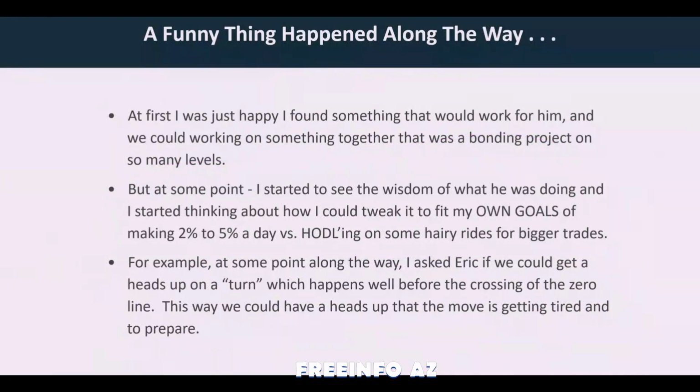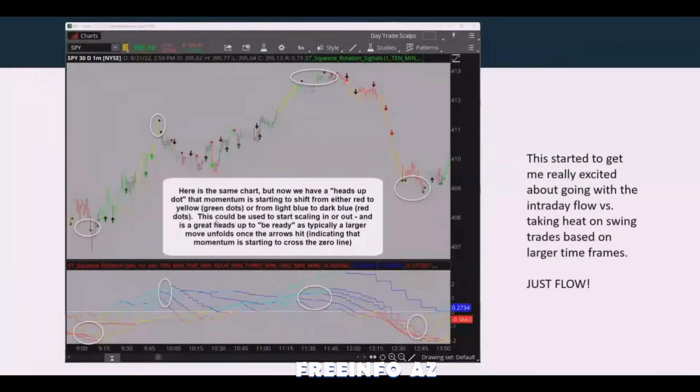So the last piece of this that I asked Eric about is that I really liked the arrows. The arrows indicated when one of those oscillators crossed zero, so here's the zero line, right? But I'd also like to know when it starts to hook up. When does that hook start to happen? And this is where we came up with the concept of the dot. The dot is simply a heads up that things are starting to rotate.